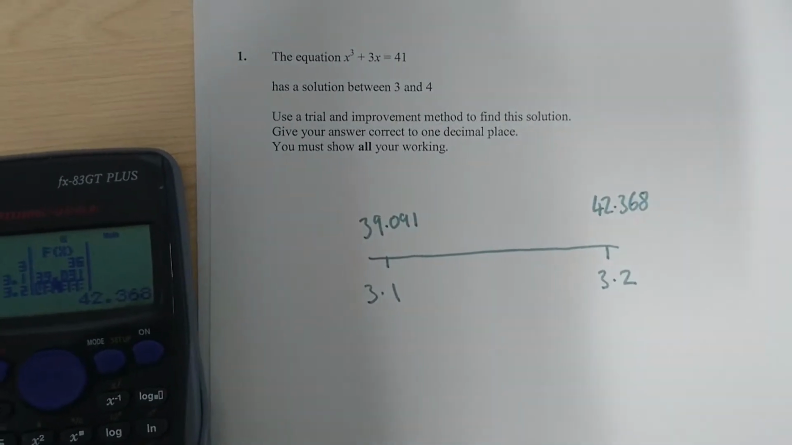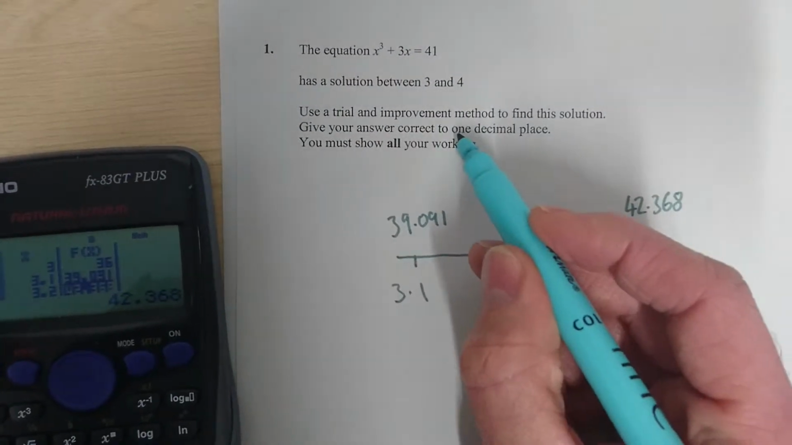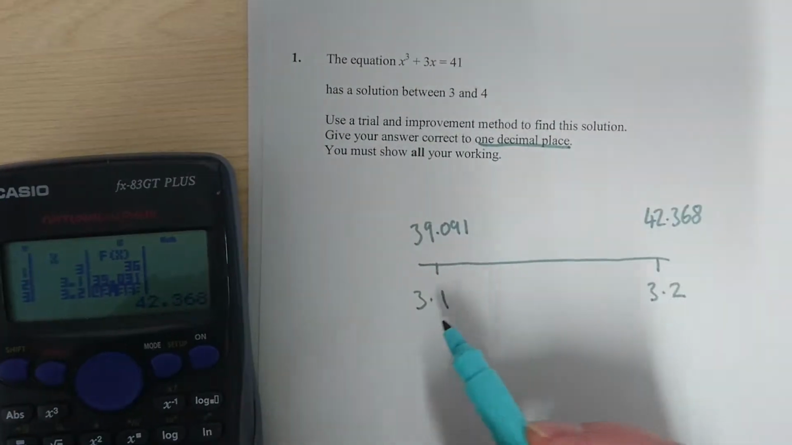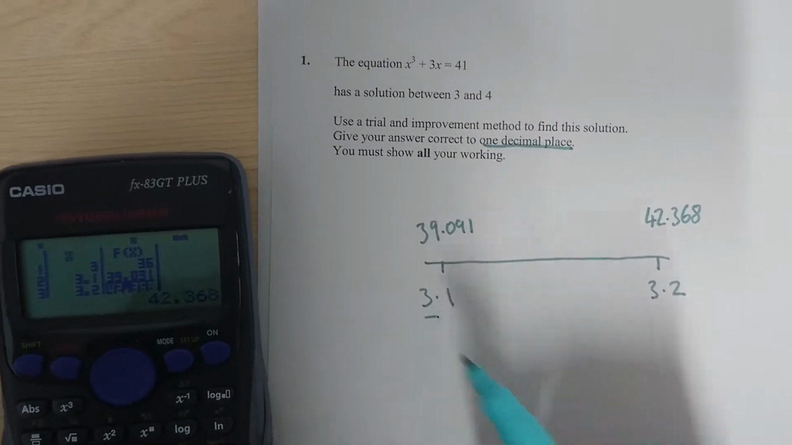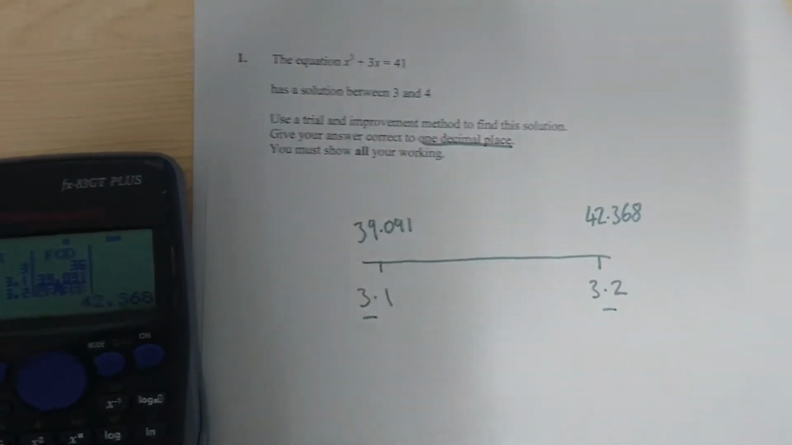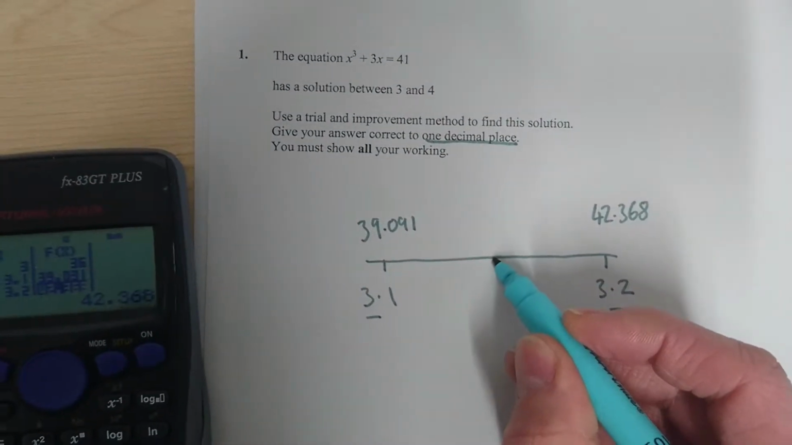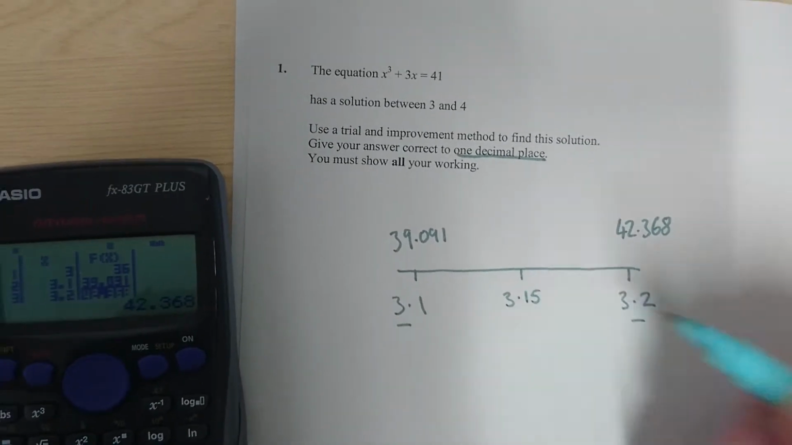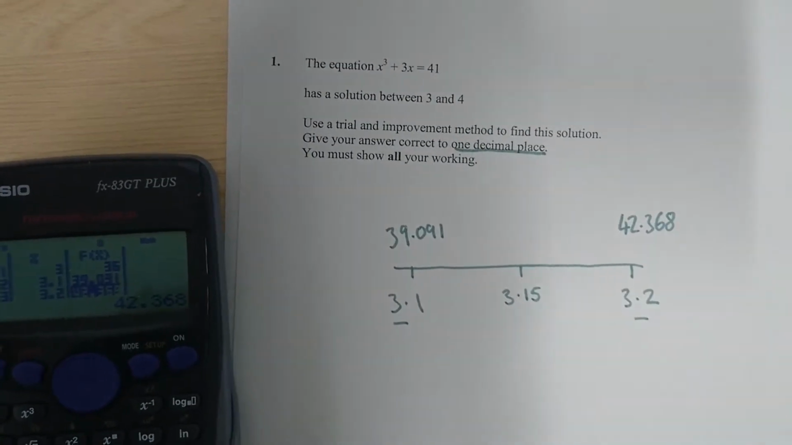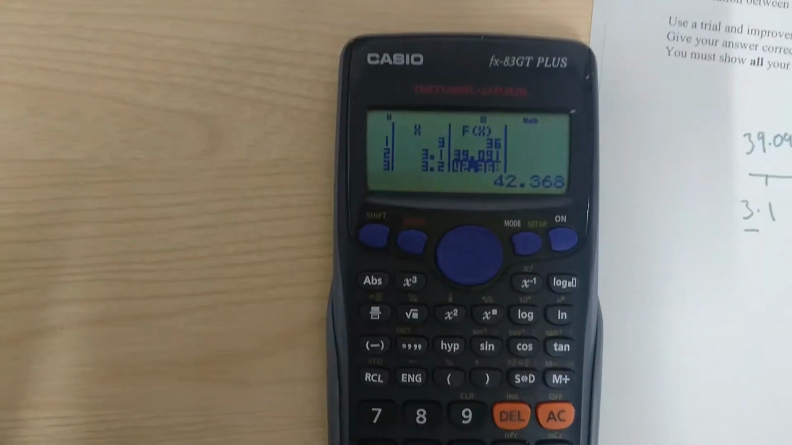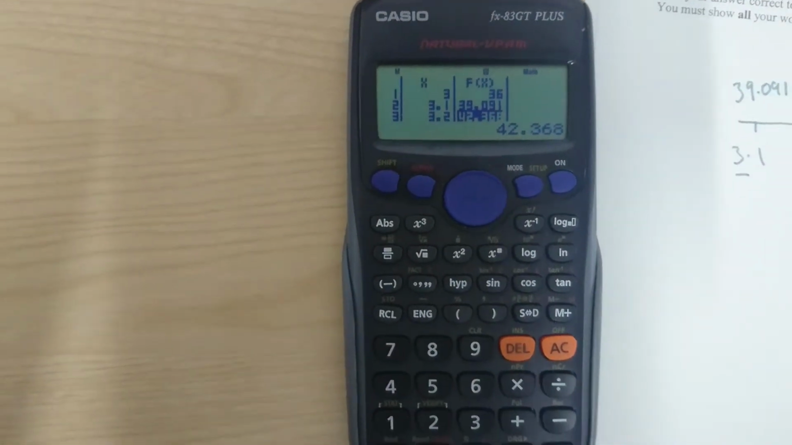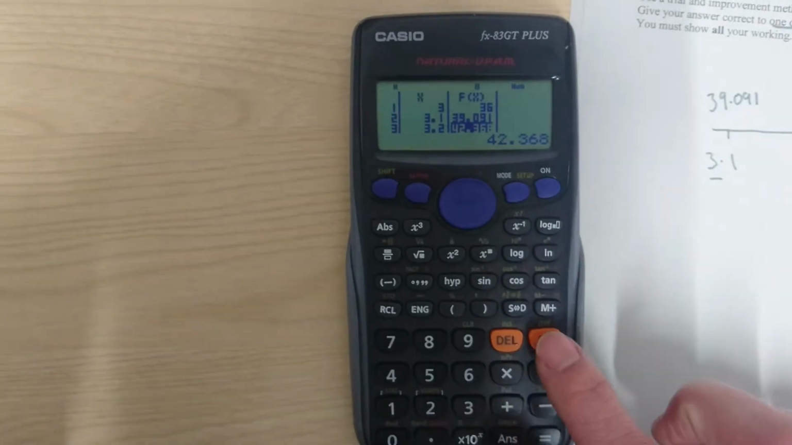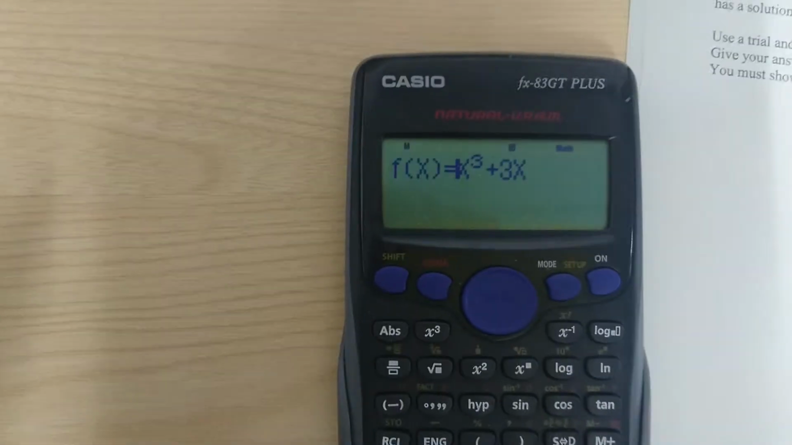Now I need to give my answer correct to one decimal place, so I need to decide whether the answer should be 3.1 or 3.2. And in order to do that, I need to check the middle, which is 3.15, exactly halfway between 3.1 and 3.2. So back over to my calculator. There's only one value I want to check, so let's click clear, and my function comes up again.